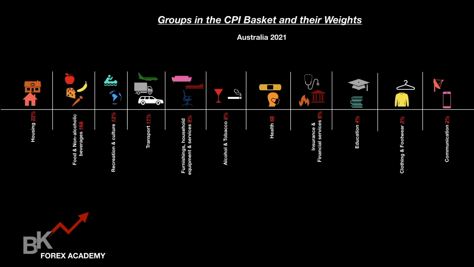The weighted average of the price of goods and services that approximates an individual's consumption patterns is used to calculate the CPI. So this is the Australia 2021 CPI mid-year. If you look at housing to the left, all the way to the right where it talks about communication at 2%, this is comparing from their last quarterly CPI report. So housing has gone up 23% from their last quarterly report. Food and non-alcoholic beverages went up 16%, and so on and so forth.